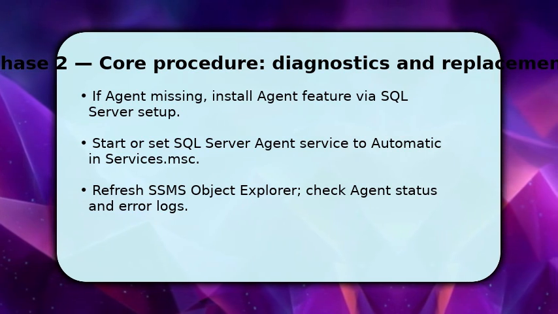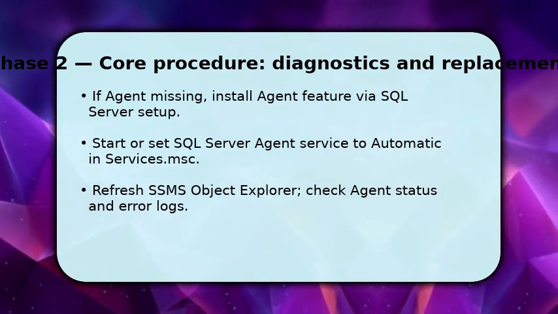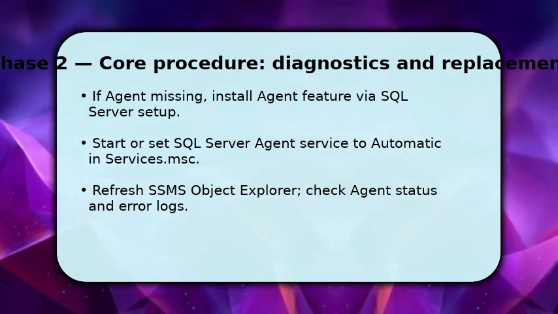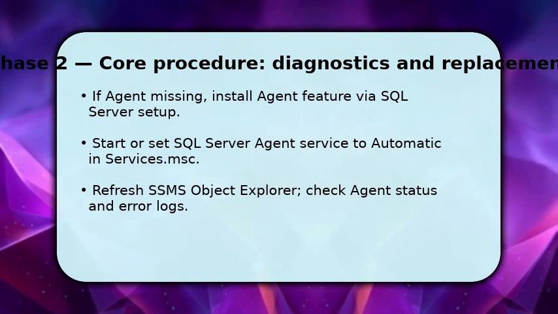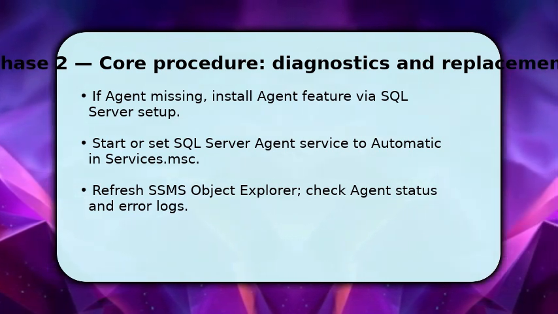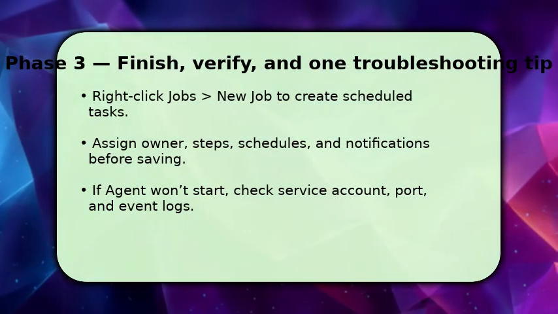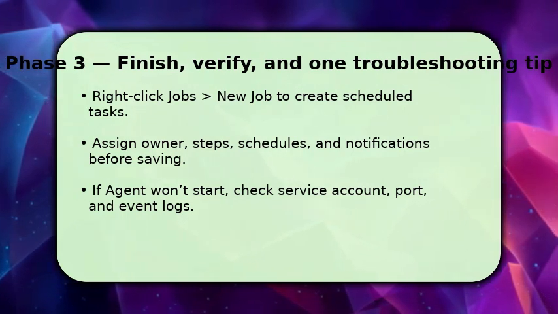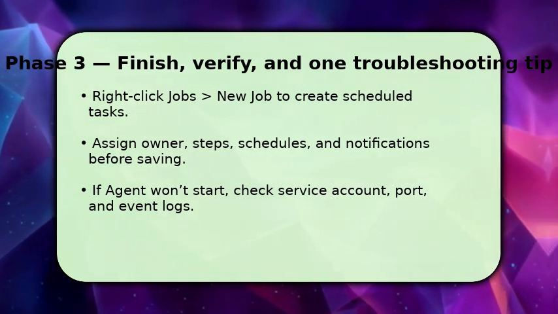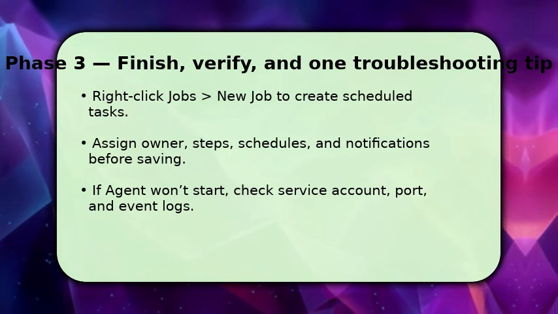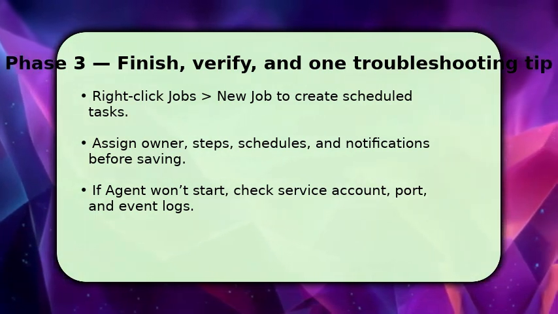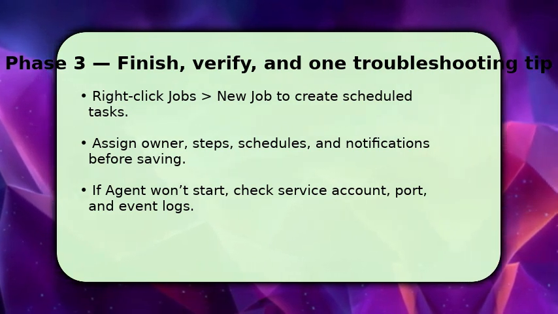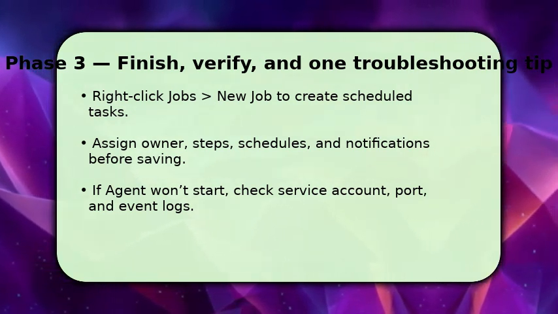After starting or installing, refresh Object Explorer and inspect the agent's error log to confirm normal startup and to catch any permission or configuration warnings. You'll create a job now. Right-click Jobs, choose New Job, then define owner, steps, schedules, and notifications so it runs reliably. Make sure steps use the correct database context and credentials, otherwise jobs will fail at runtime. Once done, enable the job and run it manually to test.